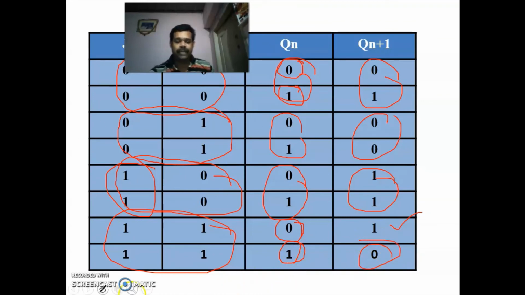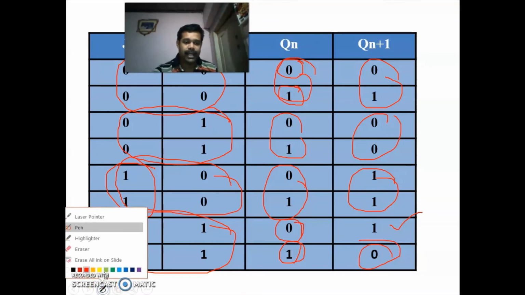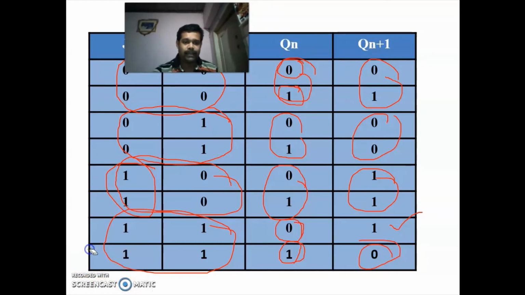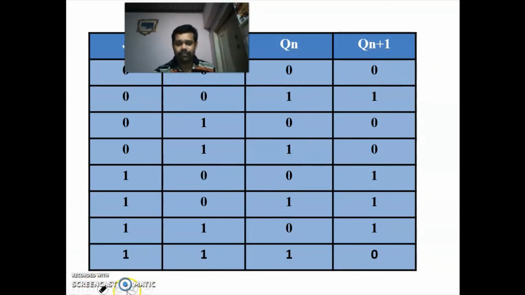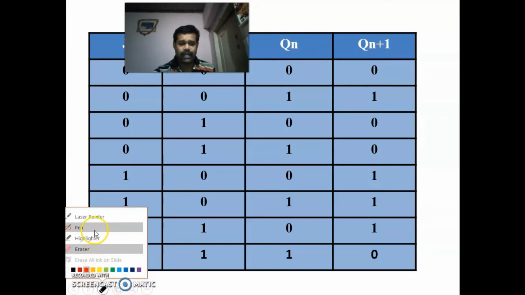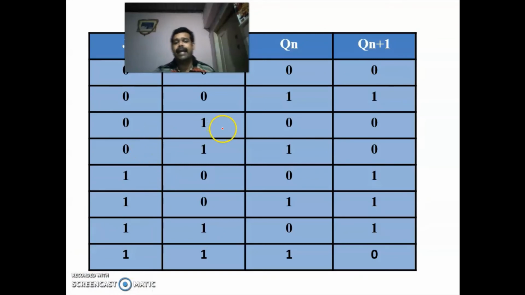So this is the truth table of your JK flip-flop. I will explain once more. If J and K are 0, whatever you have in the present state will come as the next state. When J is 0 and K is 1, whatever you have in the present state, the next state will be 0. When J is 1 and K is 0, whatever you have in the present state, you will get 1 in the next state. When both are 1, the next state will be the complement of the present state.